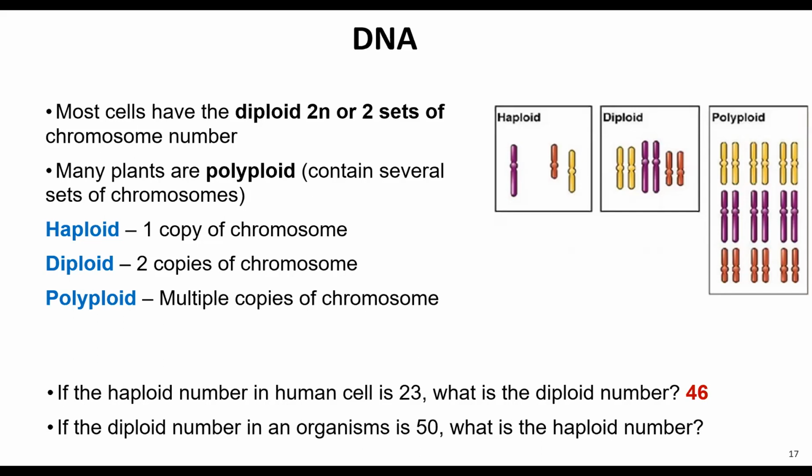The haploid number is half of diploid. So if the haploid number in a human cell is 23, what is the diploid number? Diploid is haploid times 2. 23 times 2 is 46. Now there is a question for you on the bottom. If the diploid number of an organism is 50, so mark that this is diploid, what would be the haploid? By that I mean, what would be the half of this? 25. Yes, perfect.